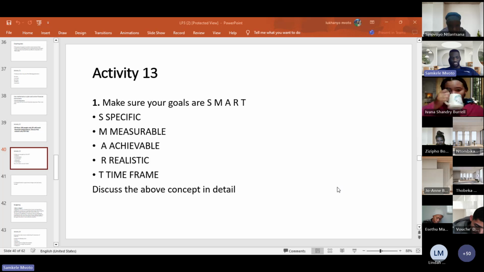Let's go to achievable. Can I take it, Tanil?